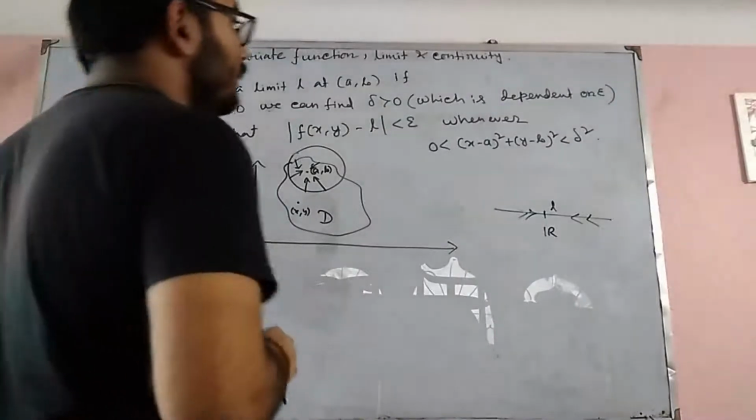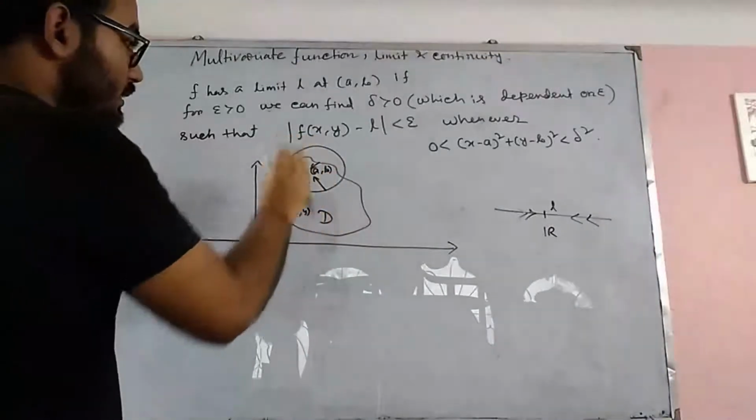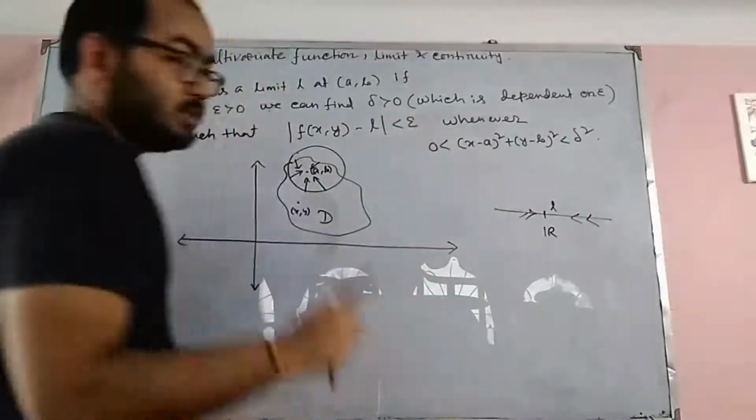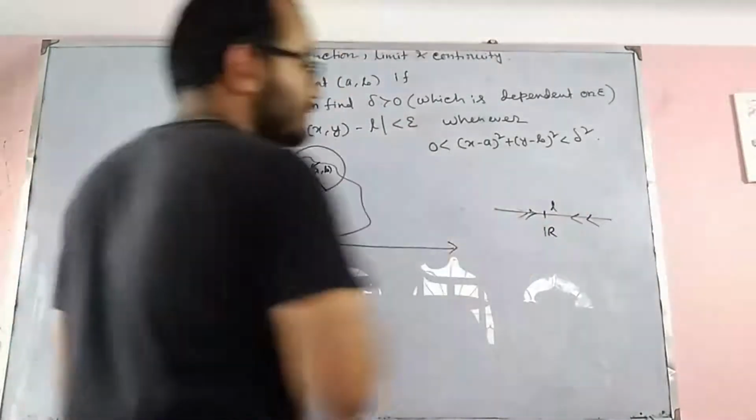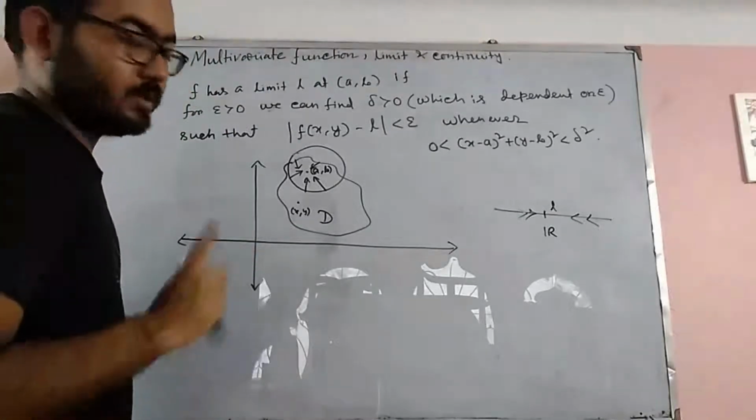If we approach the point (a, b) in this way, then our functional value of f is approaching L in this way. This is the concept of limit.